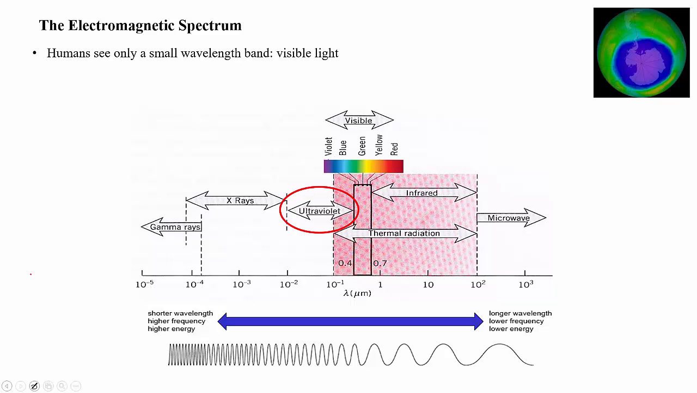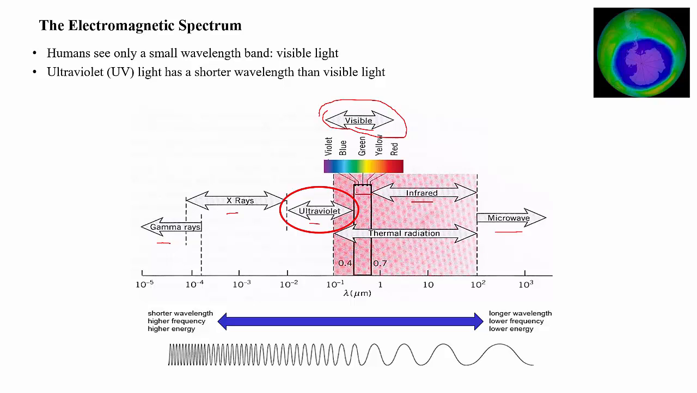So recall that at short wavelengths here we have gamma rays, very high energy gamma rays. At slightly longer wavelengths we have X-rays, then ultraviolet, then the visible spectrum, then infrared and microwaves and radio waves at the very long wavelength end of the spectrum. Recall that humans only see a small wavelength band. We only see the visible band here.